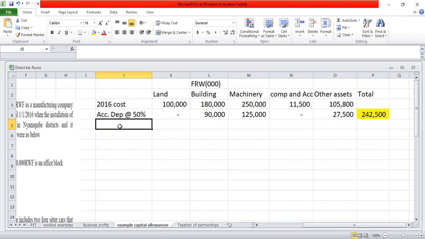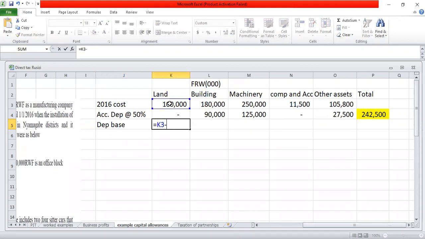So what is going to be the depreciation base? Remember we said that accelerated depreciation reduces the cost of the asset. Accelerated depreciation reduces the cost of the asset. So if you have accelerated, then it has to reduce the cost of the asset. So here it means I will get this minus this.